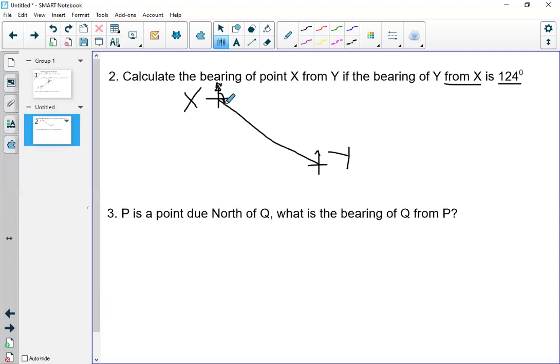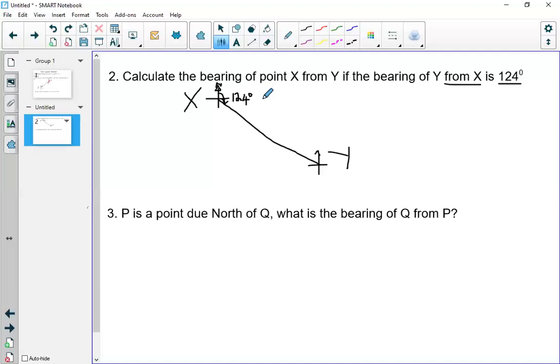So this angle is 124 degrees. Is that taken? All right. So we've been able to successfully represent that statement in a diagram.